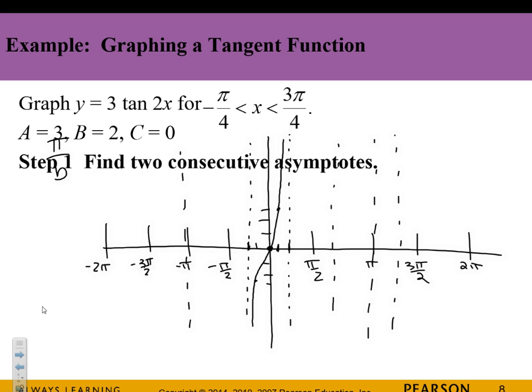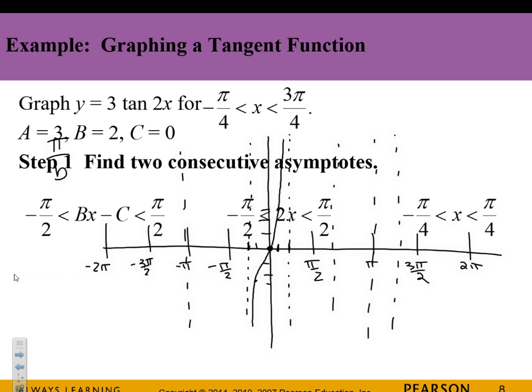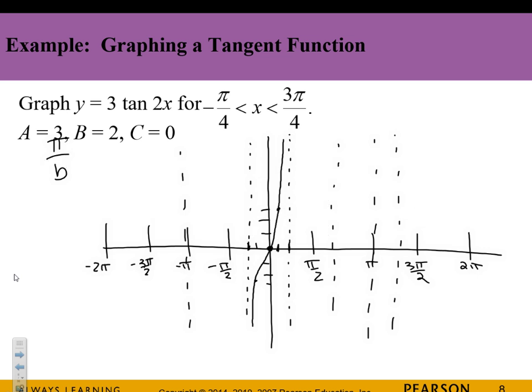ABC's two consecutive asymptotes. Here's a nice way of seeing that too. I'm more of a visual guy, so can I erase all this junk? It actually looks kind of cool.